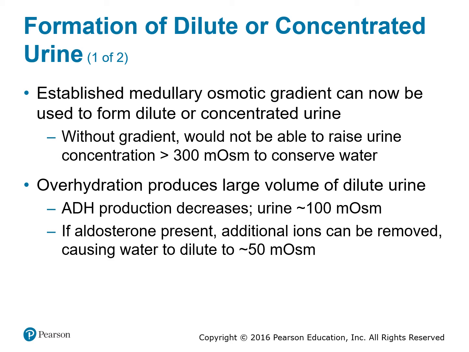So overhydration, drinking a lot of water, is going to produce a lot of dilute urine. ADH production decreases. If aldosterone is present, additional ions can be removed, diluting the urine to about 50 mOsm. Of note, alcohol is an antidiuretic. It sounds like a double negative, but it inhibits ADH, so that's why it makes people urinate more.